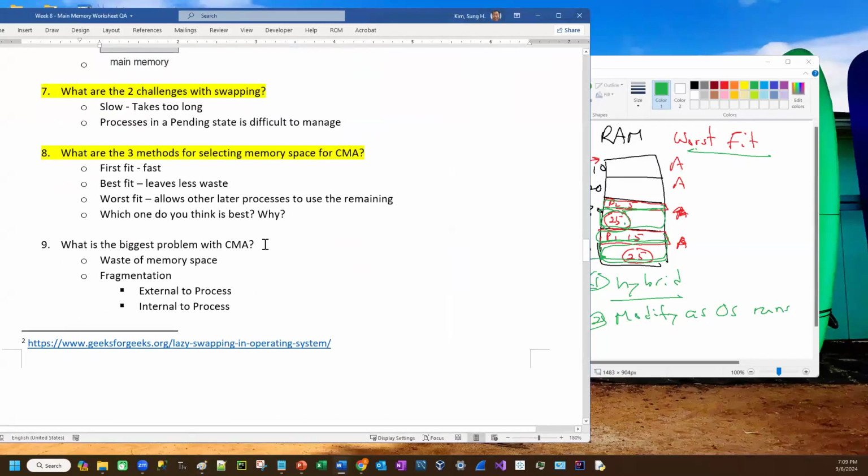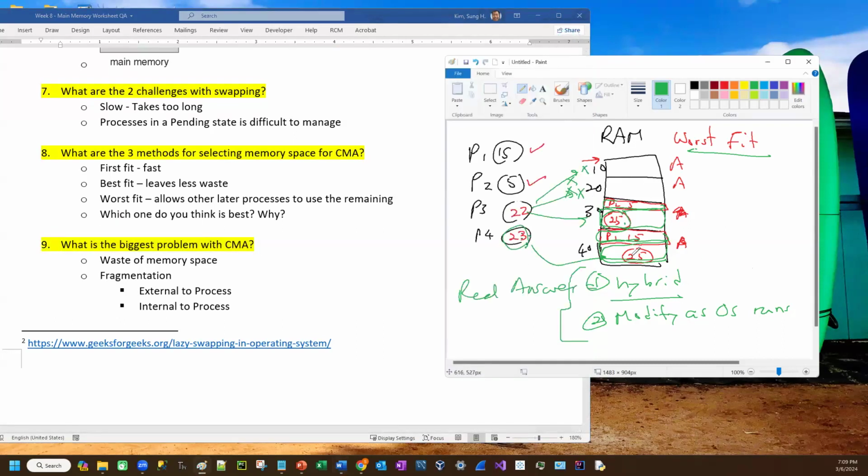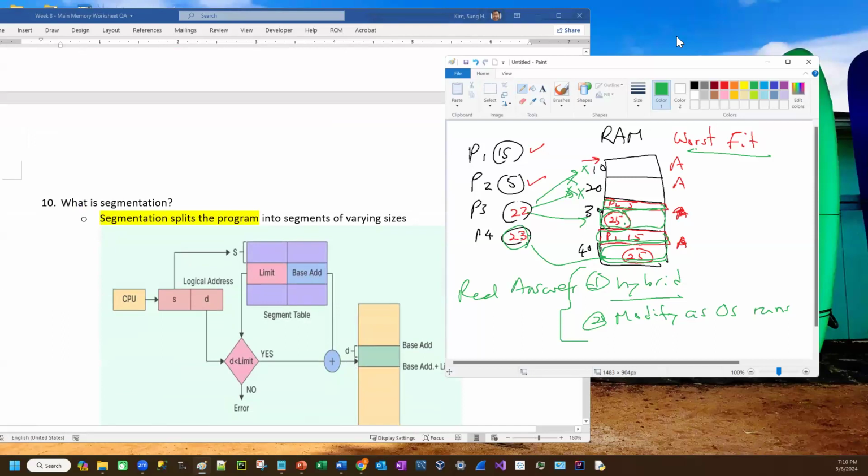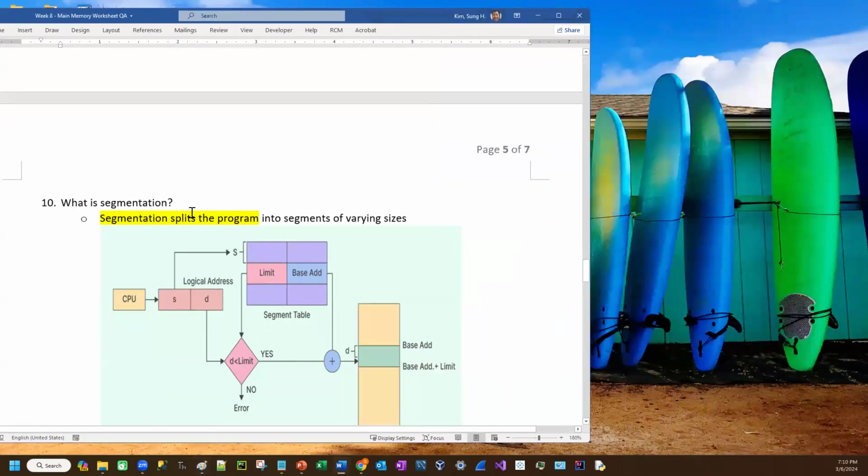Now, what is the biggest problem with the CMA? As you kind of noticed, the biggest problem is the wasted space. Whichever you are using, there will always be some waste of space, and so that's a problem. But anyway, let me just move on. So here is the second, right?